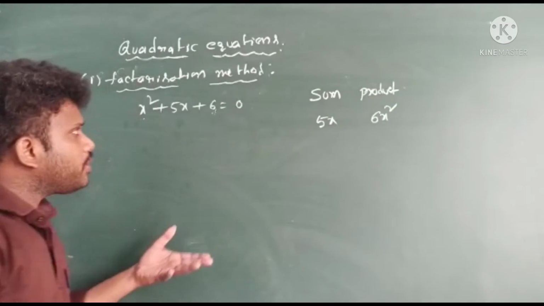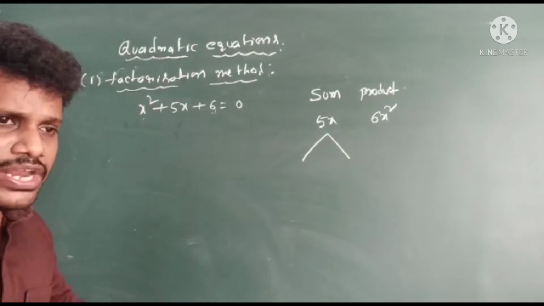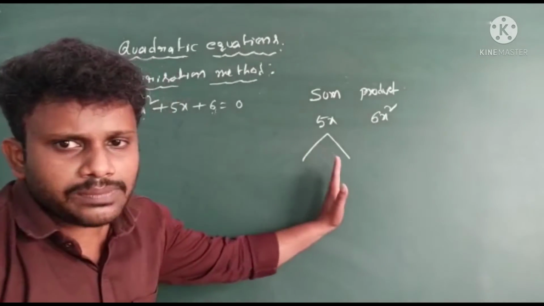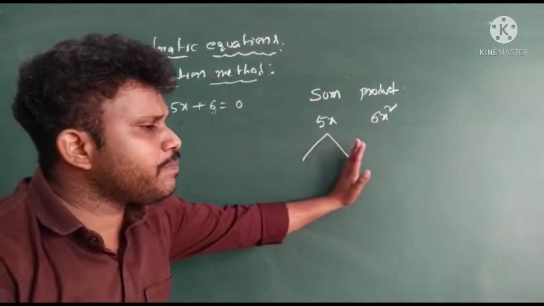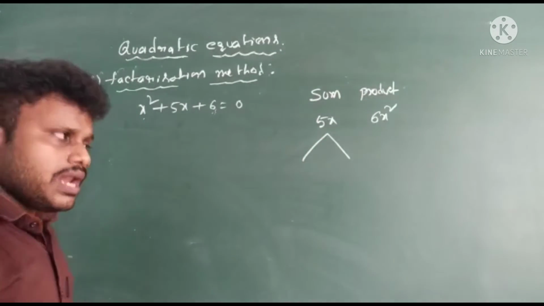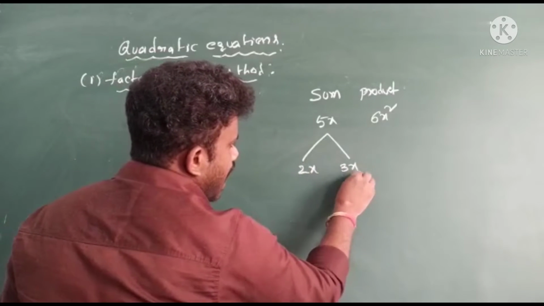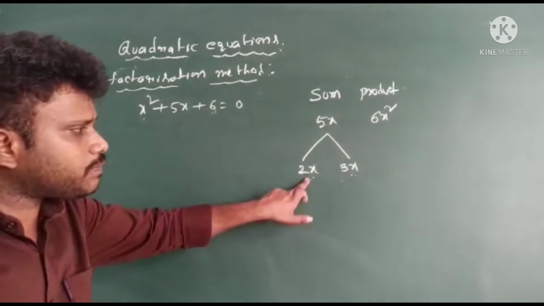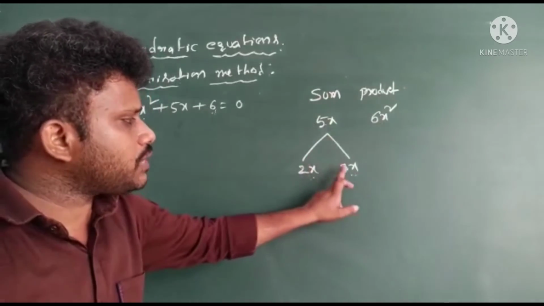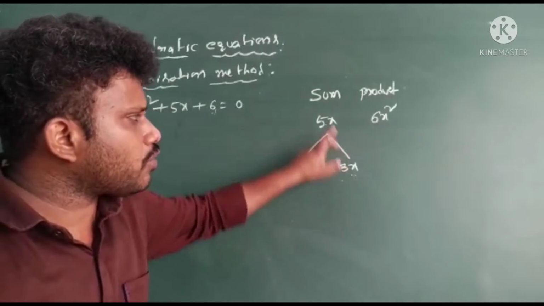Now when you are following the factorization method, this sum value 5x, we need to split into 2 terms. How to split into 2 terms: when you add those 2 terms, you have to get 5x, and when you multiply those 2 terms, you should get 6x square. Let us see how to split it. If you split into 2x and 3x, when we add these 2, you get 5x. Now if you multiply these 2 terms, you get 6x square: 3 twos are 6, x into x is x square. If you multiply these 2, you get the product value, and if you add these 2, you get the sum value.